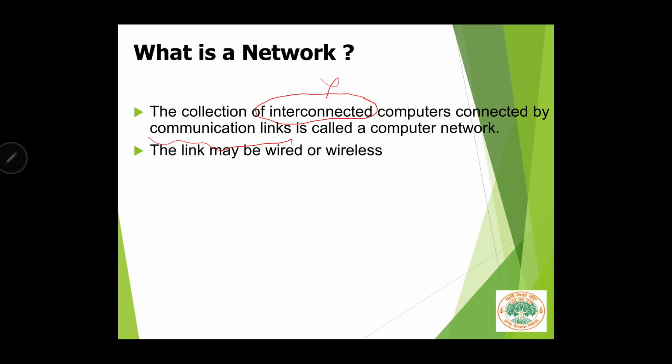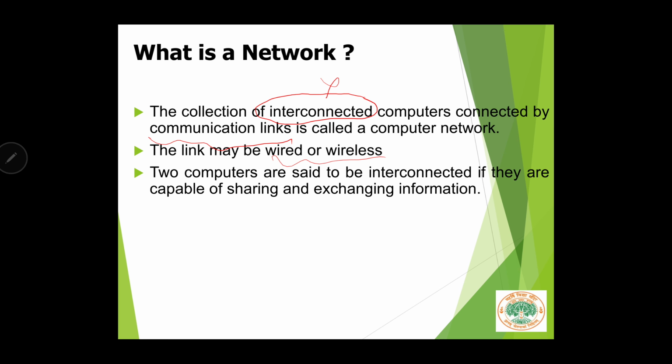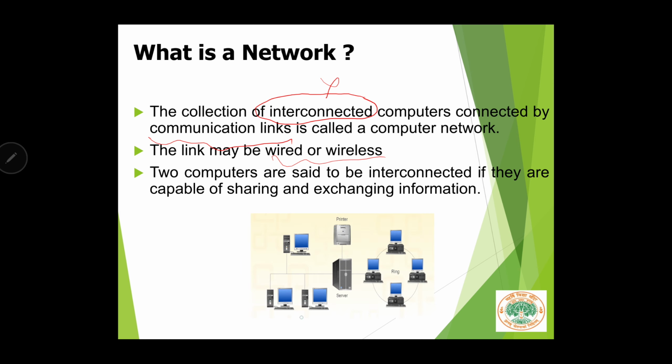So the link may be wired or wireless. As I have already said, you can connect the computers through wired medium or through wireless medium. So we say that the computers are interconnected only if they are capable of sharing or exchanging information. If you just connect two computers and they are not able to exchange any information among them, then we cannot say that the computers are connected. So for them to be interconnected, they must be able to share and exchange information between them. So this is a typical example of a network.